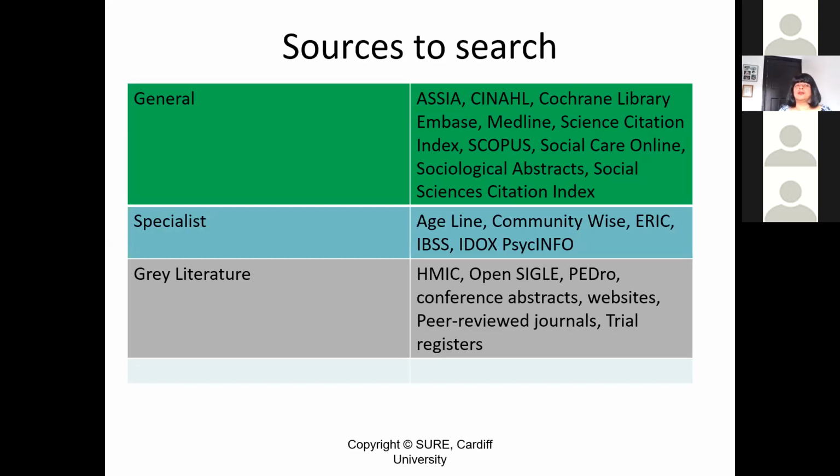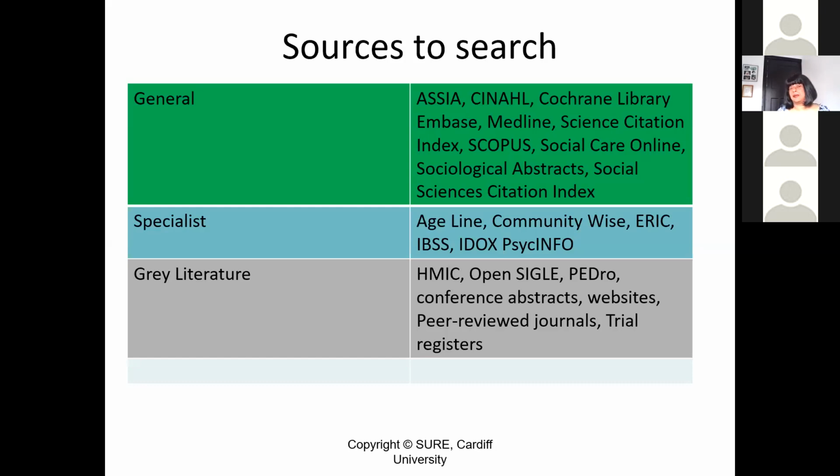These are general databases such as ASSIA, which is a social science database. And then there's Embase, which is relating to healthcare interventions and drugs, and Medline, the first and foremost important database when it comes to healthcare literature and medical literature. But if you're looking at, for instance, say your review related to elderly carers or something, then it'd be a good idea searching a specialist database alongside those general databases.